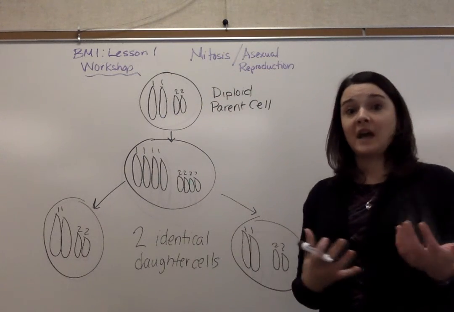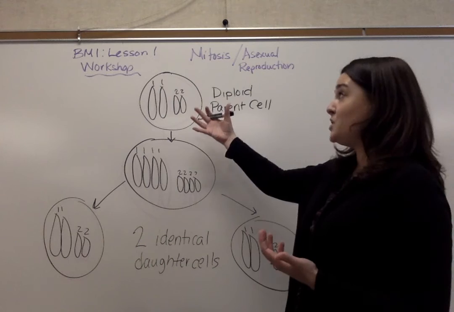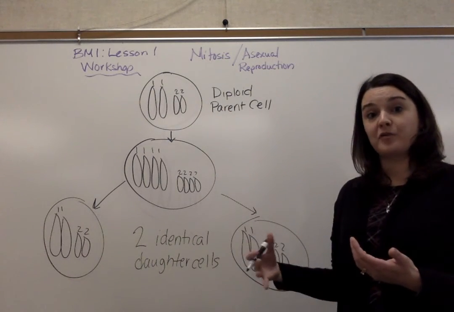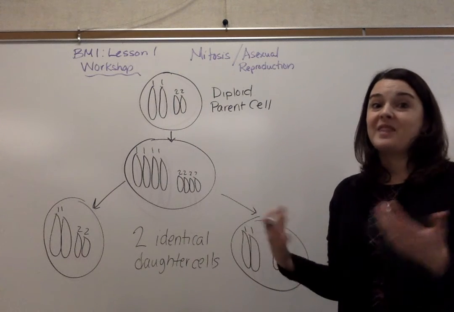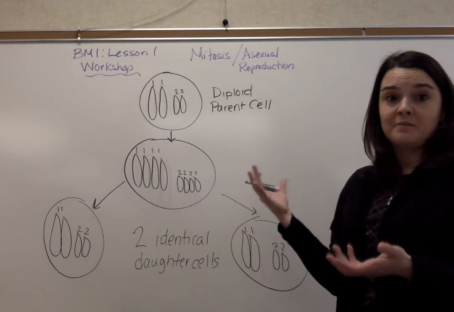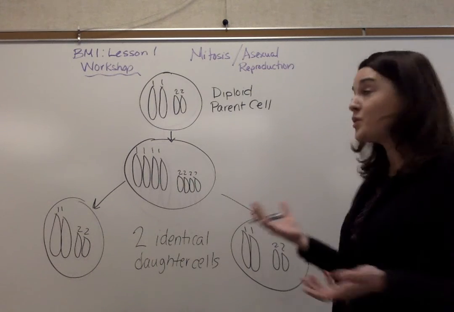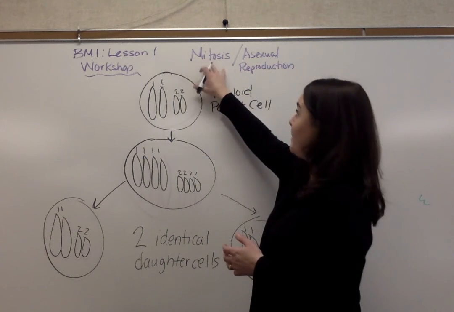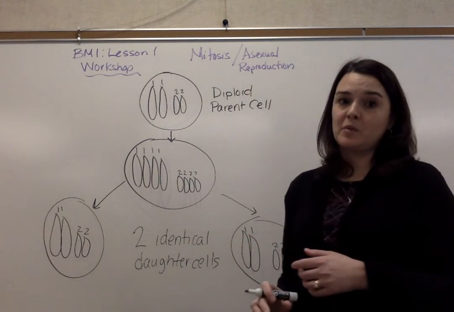There's some pros and cons to this. If you have a genetic defect, you have the potential to continue to pass it down to your offspring over and over and over again. That would be a downfall. But you don't have to find a mate. You simply divide. So this is part 1, and this is the process simplified of mitosis and asexual reproduction.